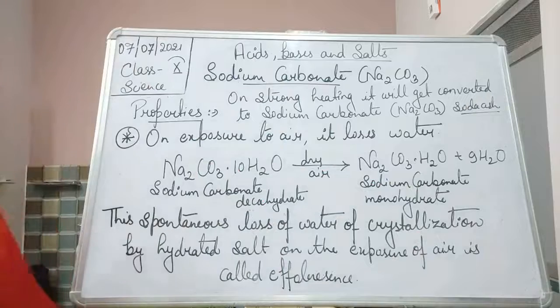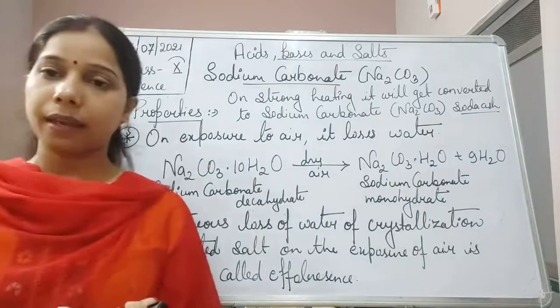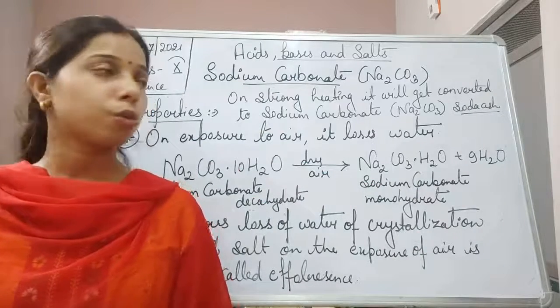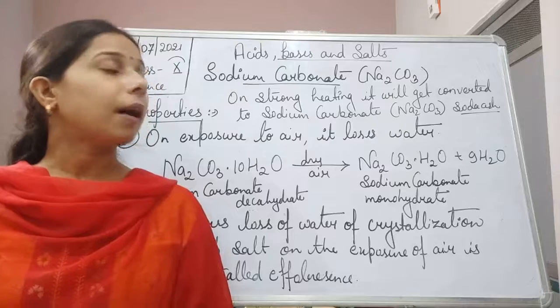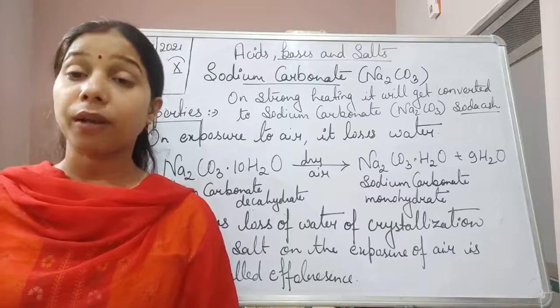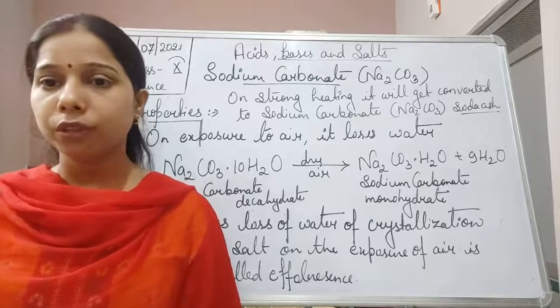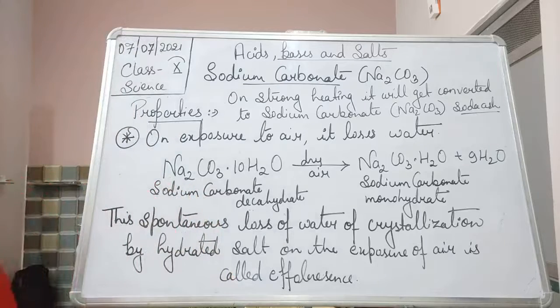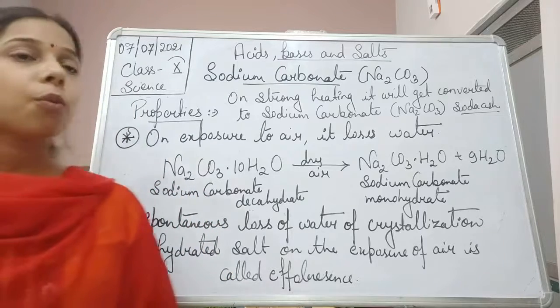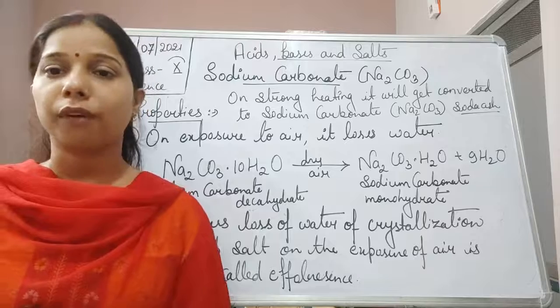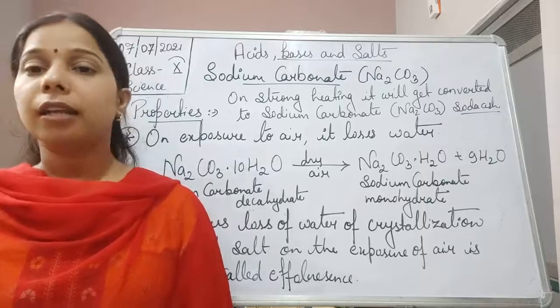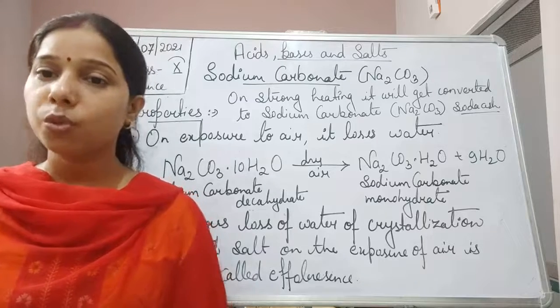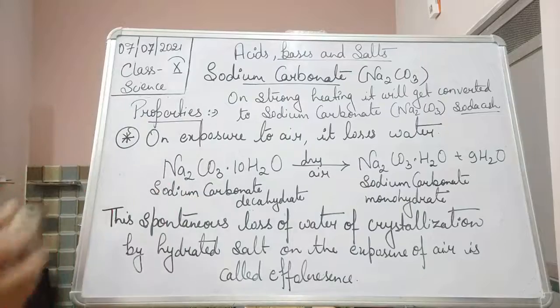So when it is exposed to air, it loses water, which shows the process of efflorescence. But when we provide more heat, it will lose all the water and ultimately become soda ash. So these are some of the properties of sodium carbonate. Now let us see the different uses of sodium carbonate, students.